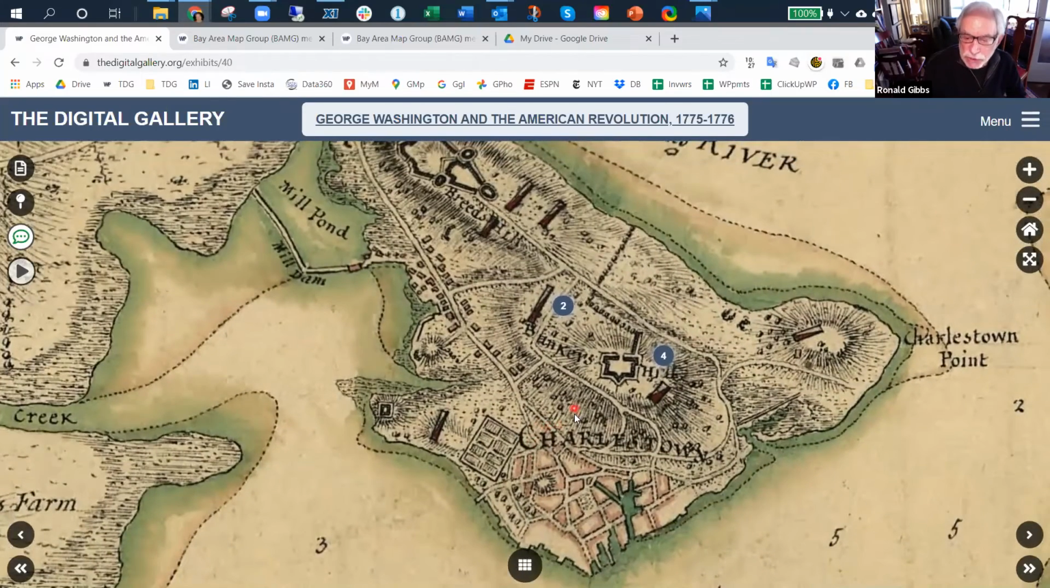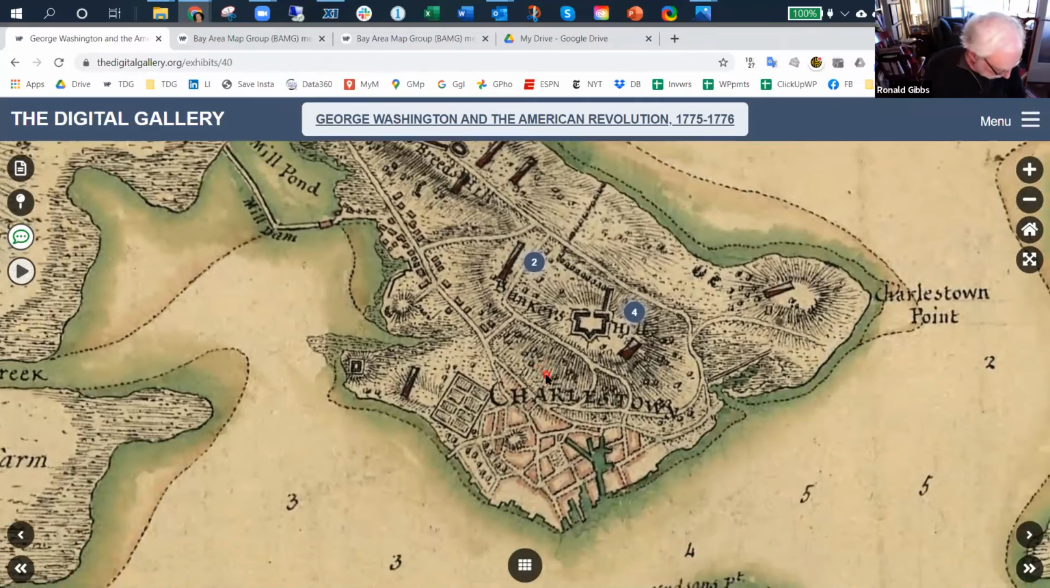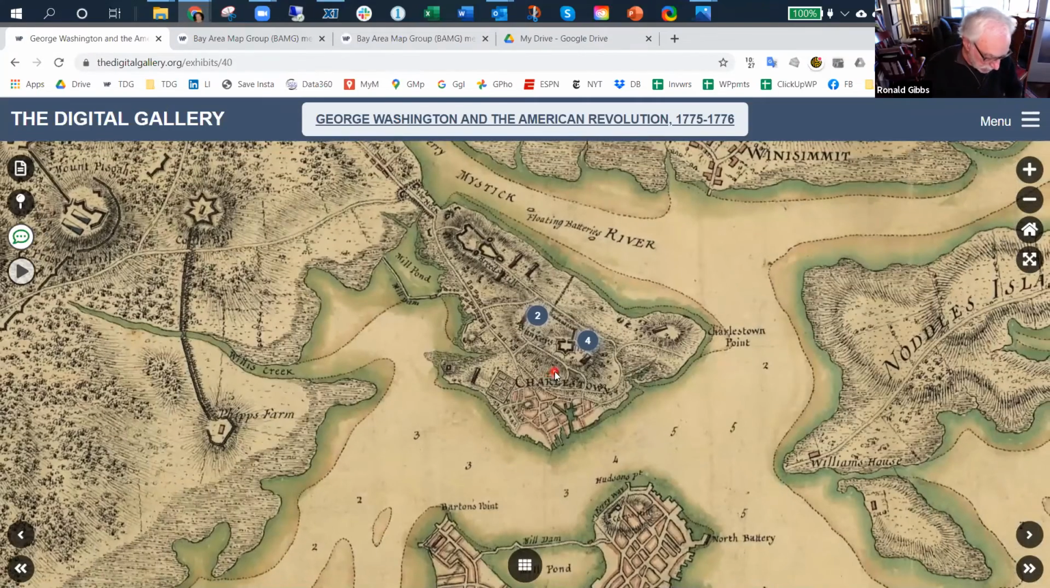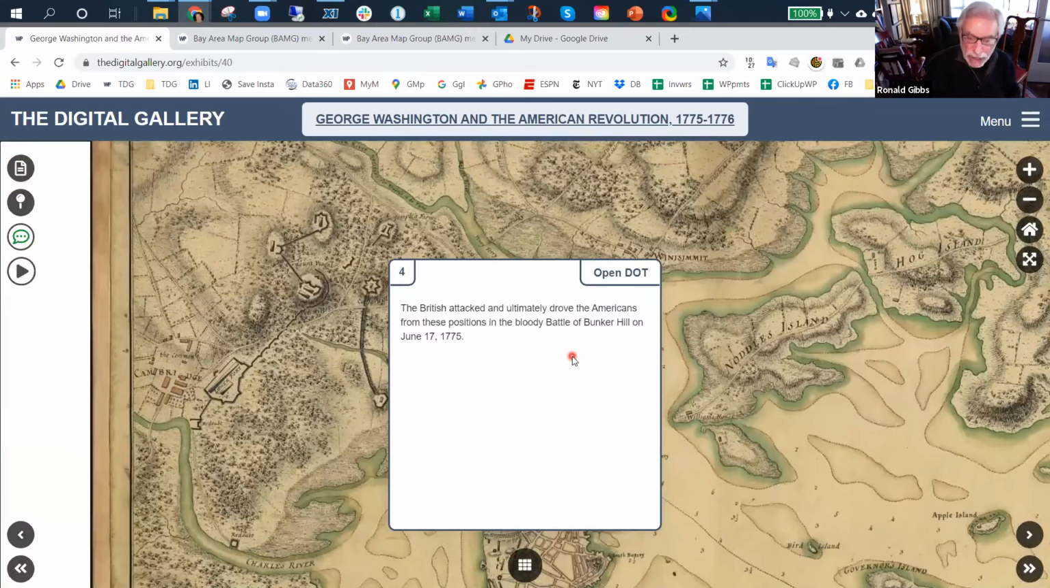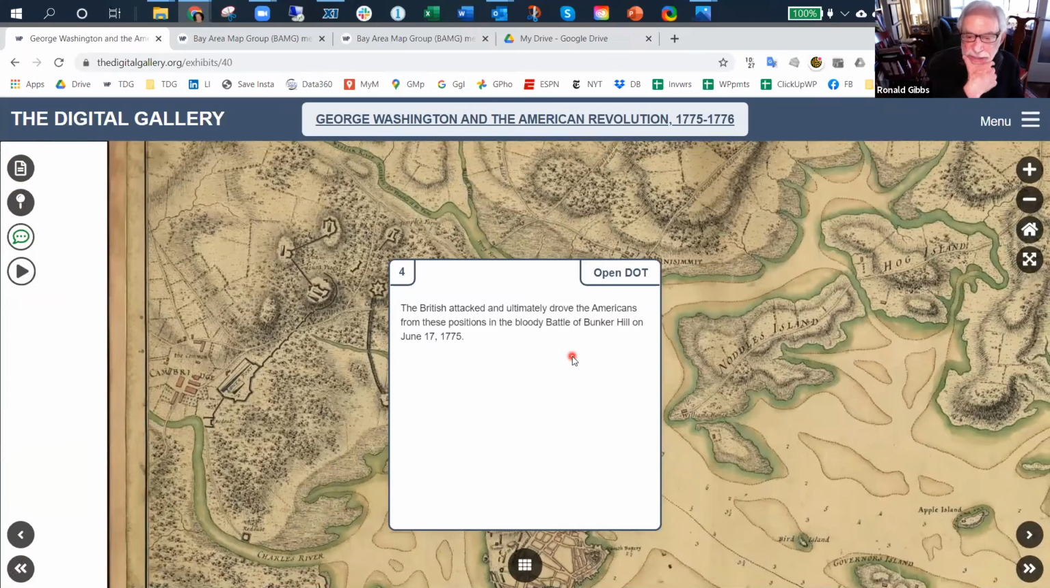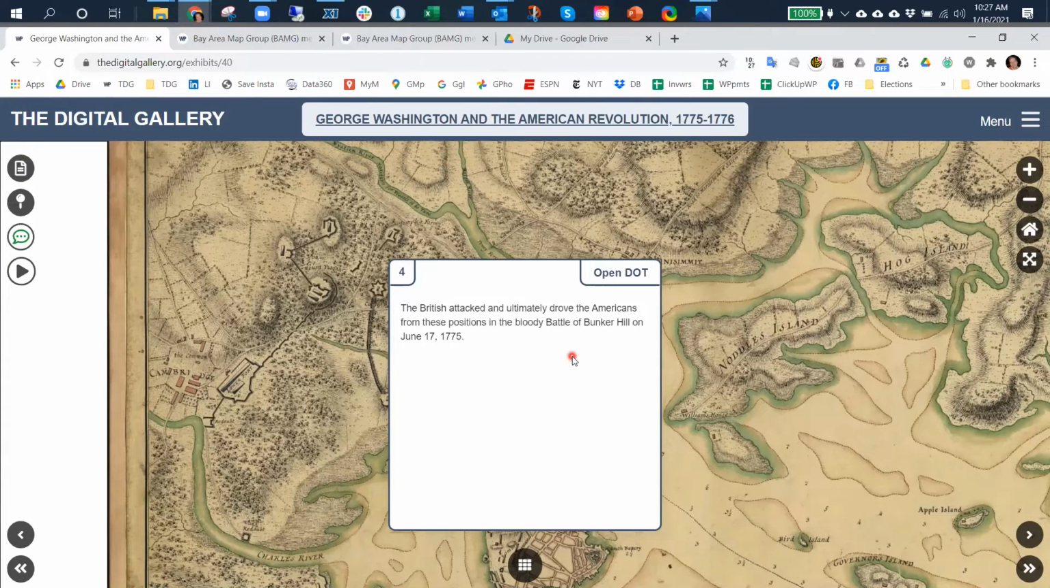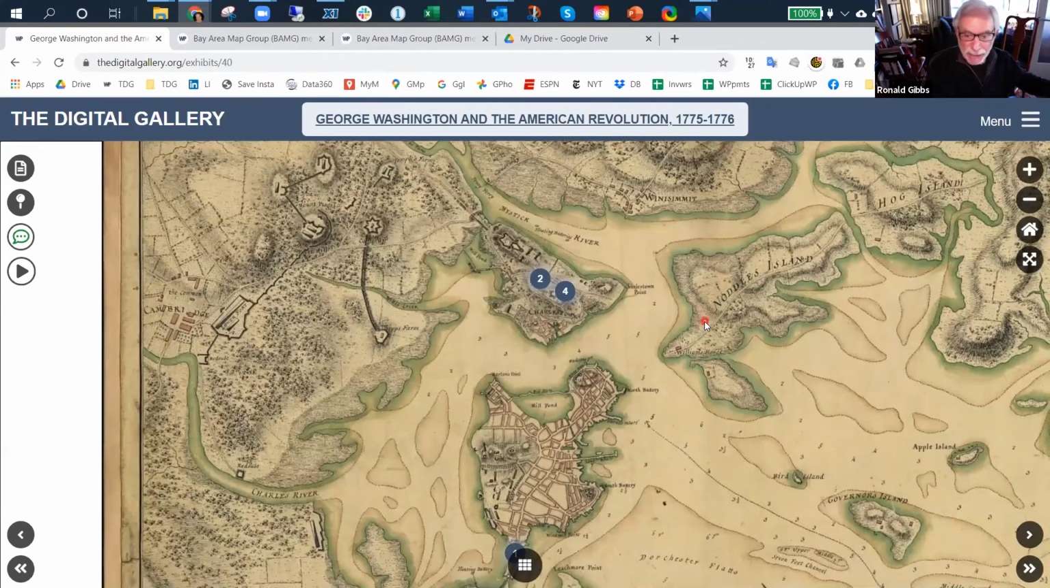So he orders an attack on the positions at Bunker Hill, and this is point number 4. And this is where takes place what has come down to us known as the Battle of Bunker Hill. So let's now go to the third map, Tom.